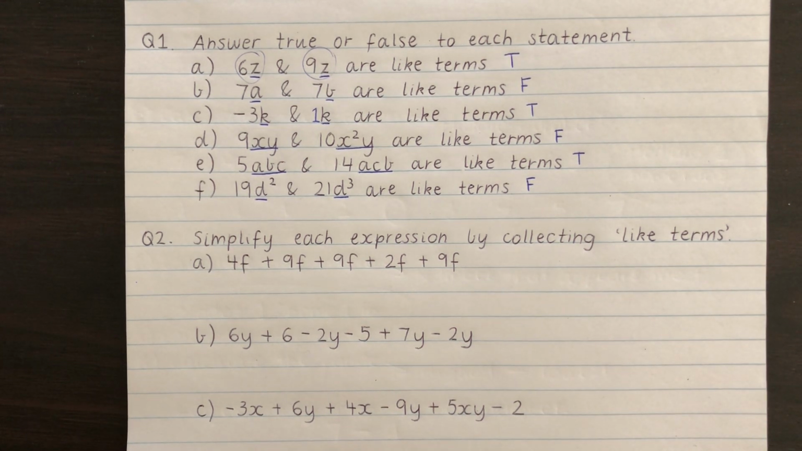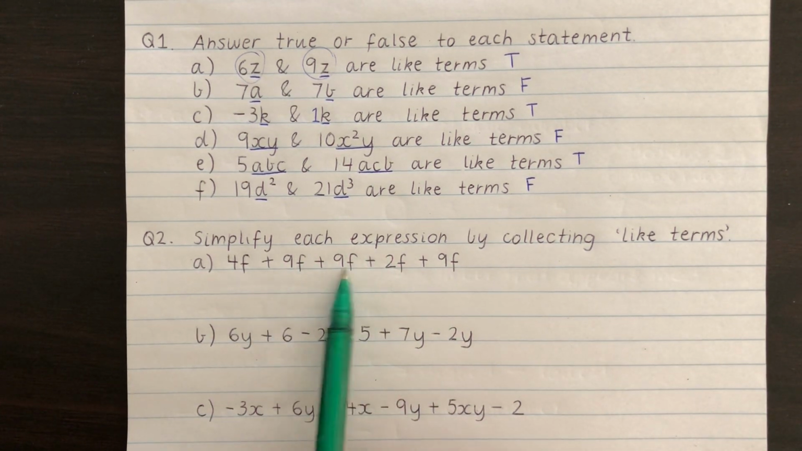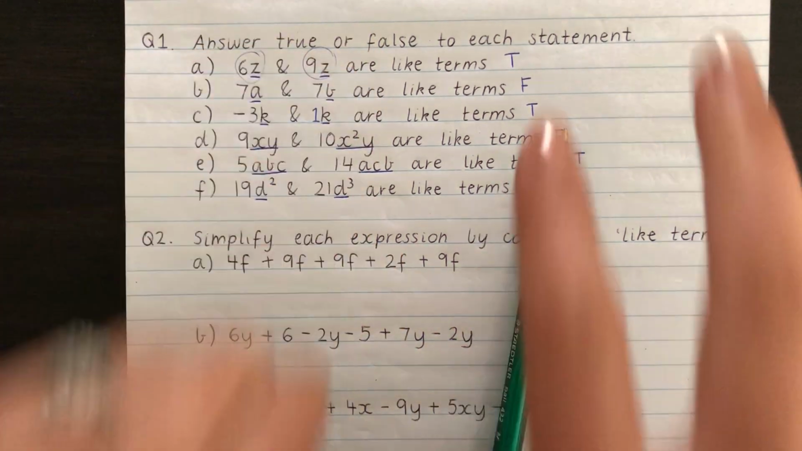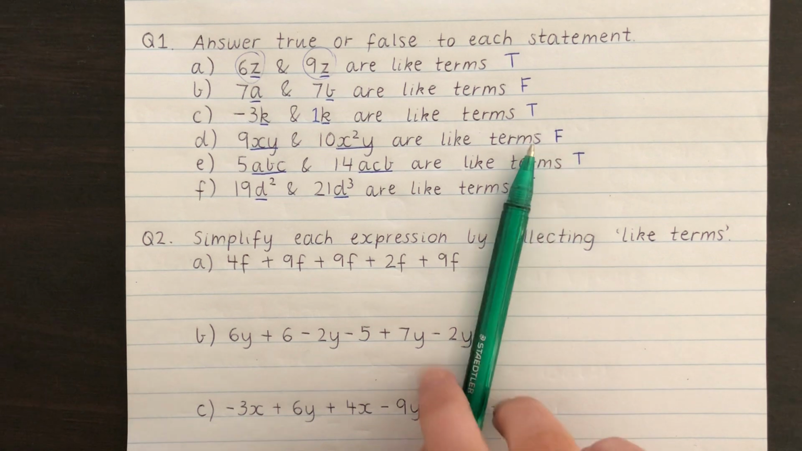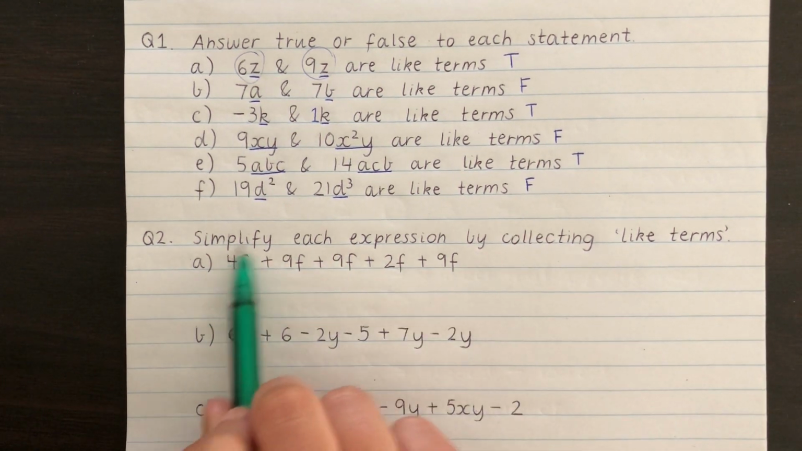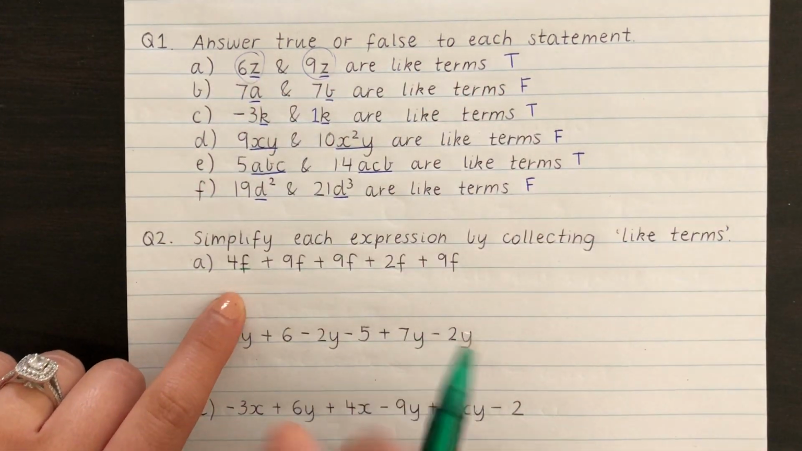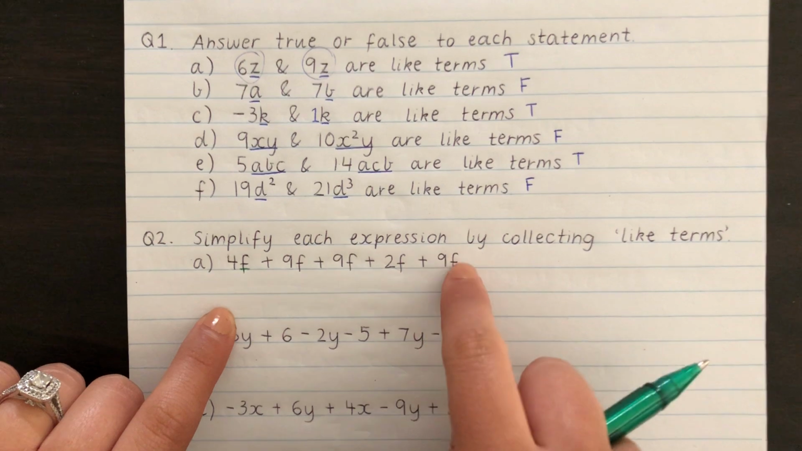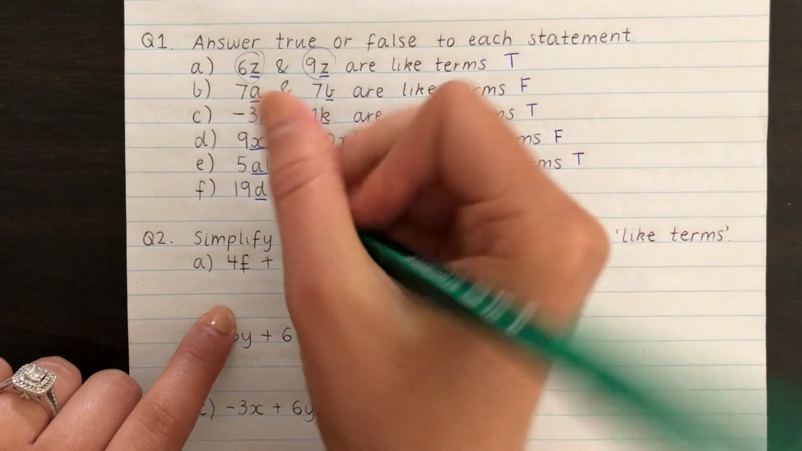Right, so in order for us to simplify any expression, we can only do so if we collect, all right? So if we grab like terms. You'll see here in question A, this one is quite easy actually, because every single pronumeral in every single part of this expression, so every single term, is an F.